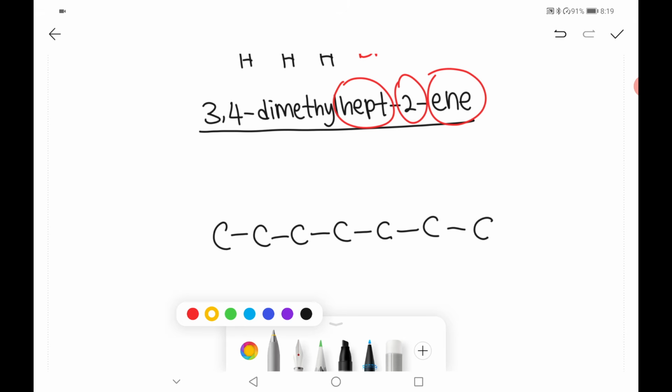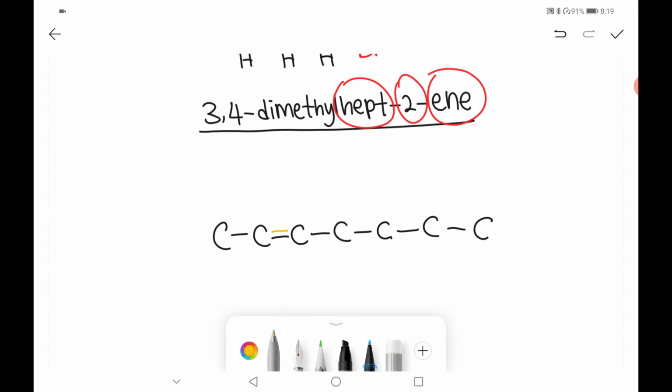Now you need to decide: do you want to count from the left or from the right? Up to you. Let's say I count from the left. If I count from the left, this is the second carbon, so this is where I put my double bond.